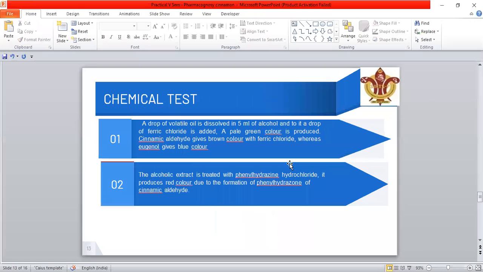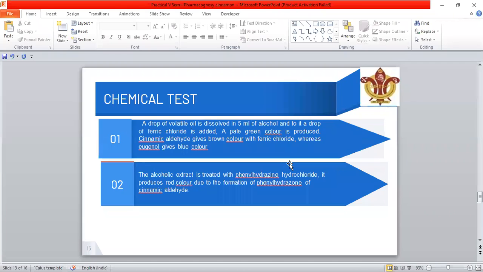Chemical test. Once we get the extract, you have to go for the chemical test to check whether the process you have opted for the extraction is correct or not. Place a drop of oleoresin and dissolve in 5 ml alcohol, add a drop of ferric chloride, and a pale green color is produced. Cinnamic aldehyde gives brown color with ferric chloride, whereas eugenol gives blue color. So this is the test for your cinnamic aldehyde and eugenol.